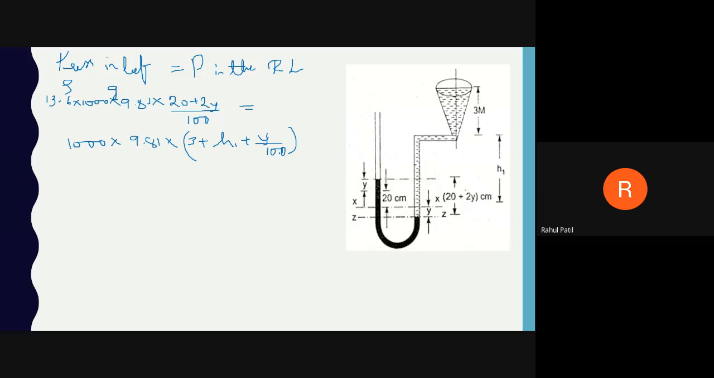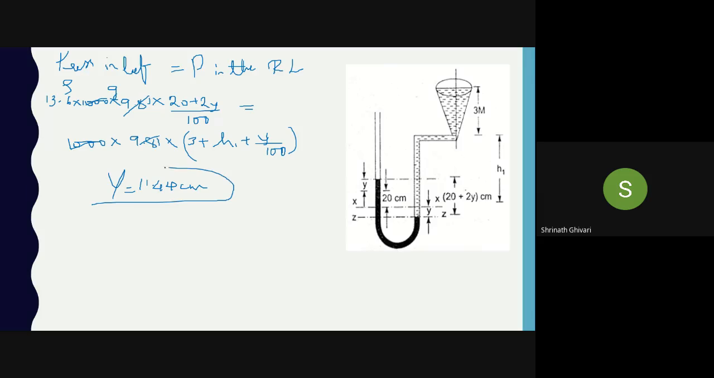How much? No, wrong. What you can do is the same thing. Here, see, which is common? 1000, 1000, 9.81, 9.81 are common. 11.4. 11.44 centimeter. 11.44 centimeter is the answer.